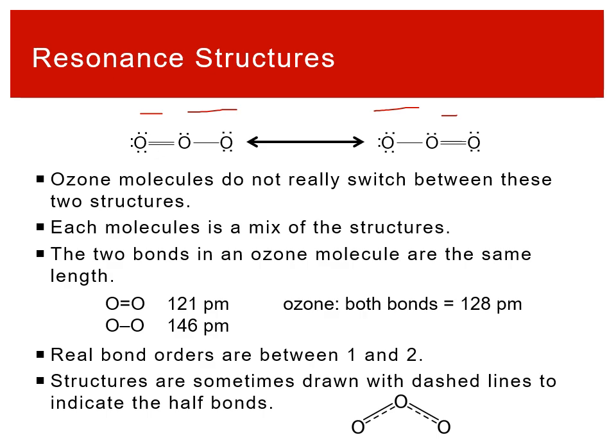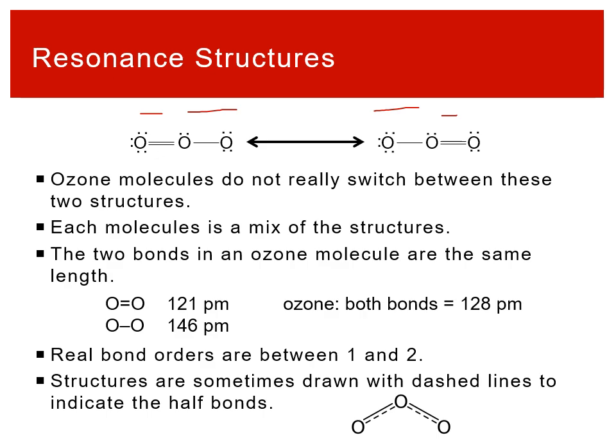The molecule is not going back and forth between one double, one long, one short, one long, kind of pumping or something like that. Instead, the real molecule is a mixture of these two Lewis structures, a mixture of these representations. There's a double bond on one side and a single bond on the other. So what ends up happening in ozone is it has a 1.5 bond. It's kind of halfway between, a mixture of single bond and double bond.